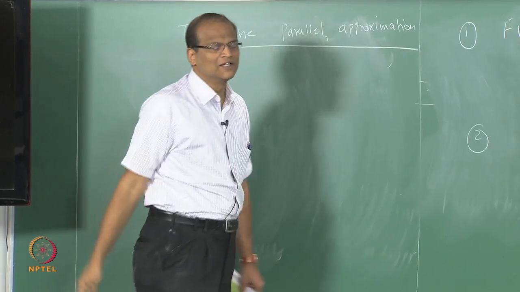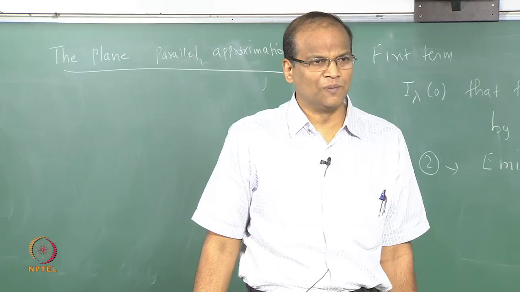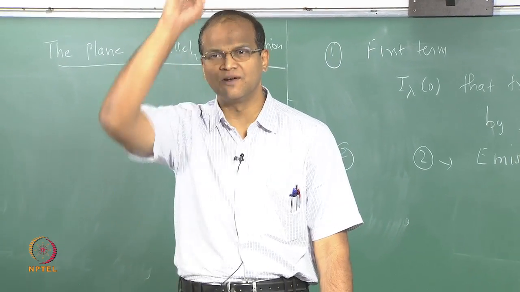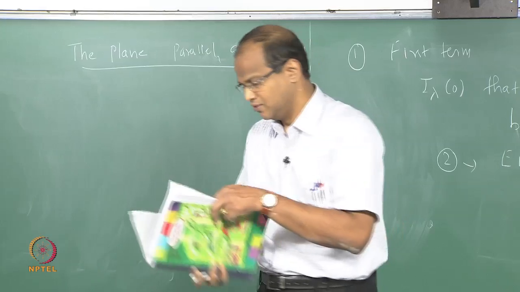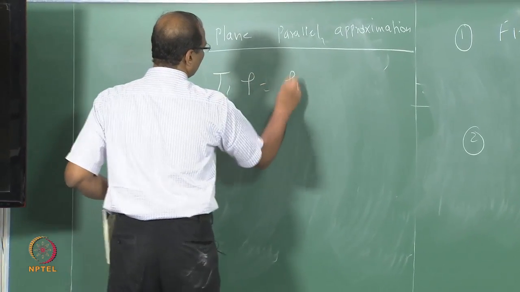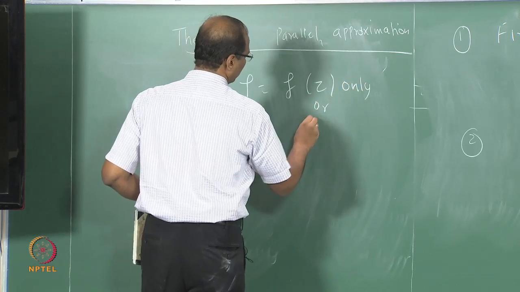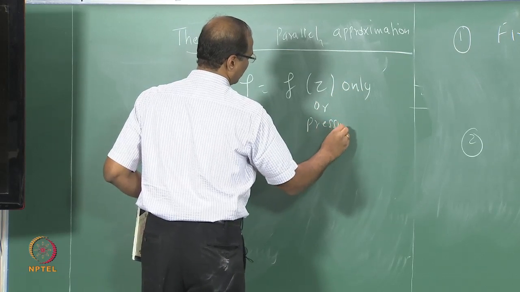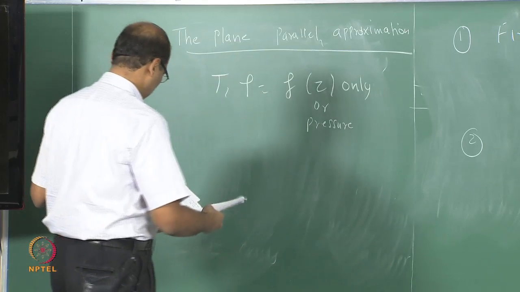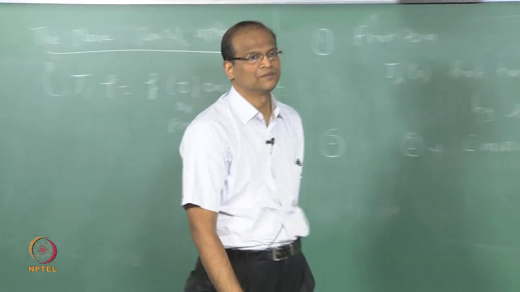As I told you, the radius of the earth is 6370 kilometers. But the atmosphere is only 80 to 100 kilometers, therefore it is perfectly legal for us to assume that all the properties are a function only of the z coordinate. Okay? So this approximation is called the plane parallel approximation.